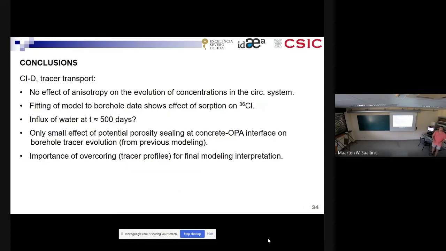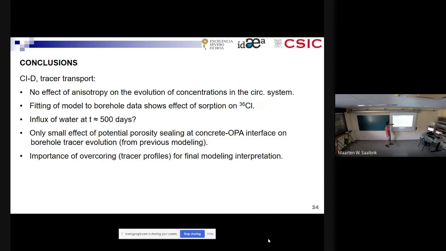So, in conclusion, regarding tracer transport, the first part of the talk, in principle we see no effect of anisotropy on the evolution of concentration. Anisotropy refers to anisotropic diffusion in the clay. That does not have an effect on the evolution of concentrations in the circulation system, because there's not much tracer reaching the Opalinus Clay. It's mostly in the circulation system. So anything that happens in the clay doesn't have much effect on concentration in the circulation system.